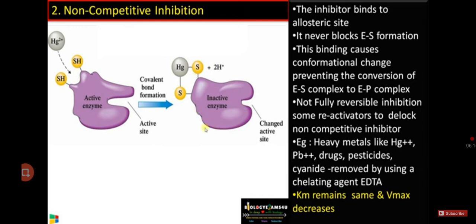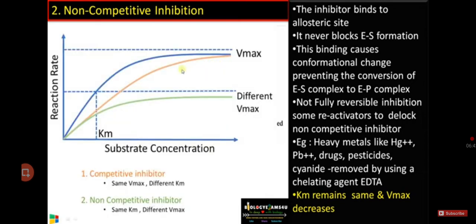Enzyme substrate complex may be forming, but the formation of product is prevented by binding to the allosteric site. This can be reversed by adding some reactivators to remove this non-competitive inhibitor. Heavy metals like mercury, lead, pesticides, and cyanide in the case of the enzyme cytochrome oxidase are all non-competitive inhibitors. This can be removed by using chelating agents like EDTA. And this is a Michaelis-Menten graph of non-competitive inhibition.